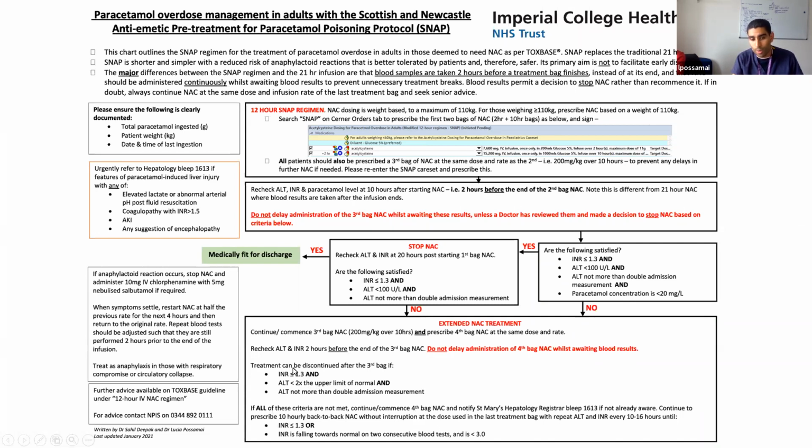And we hope that if you're getting to the third or the fourth bag of NAC, definitely the Mary's hepatology registrar should really be aware, if not already involved with this patient's care. So as I said, in summary, we want to urge you to know that this current guideline and this monitoring schedule is different from what you'll see on Toxbase when you look under the SNAP section. And so it's important that we're using this when we're managing these patients locally on the SNAP regime.